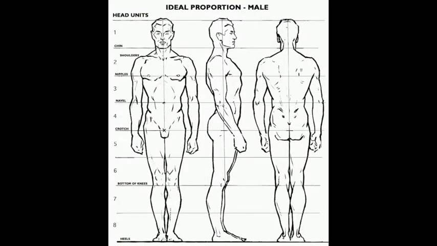Here is our ideal man. Notice how he is divided perfectly 8 times. Each of these 8 measurements is the height of his head, with strategic points like nipples, navel, crotch and knees falling on exact divisions.